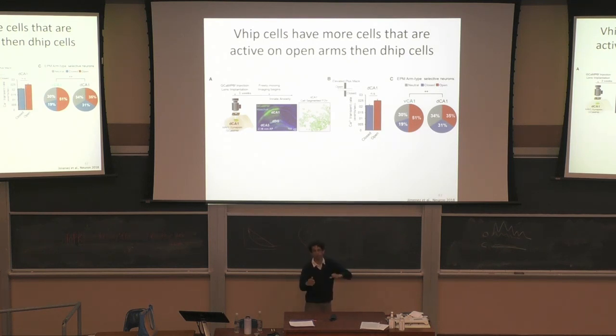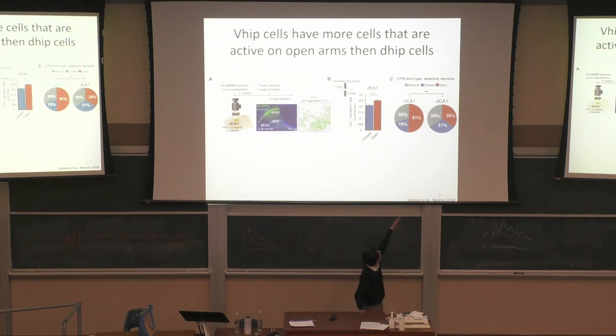They don't particularly seem to have a preference of arm type on average. And in ventral CA1, as we said before, there's more activity in the open arms on average. So 50% of the cells are more active in the open arms, and only 19% are more active in the closed arms. So way more cells are preferentially active in the open arms.